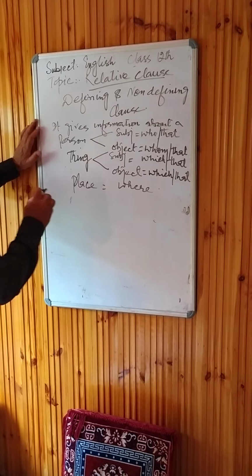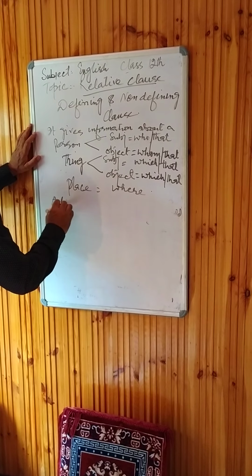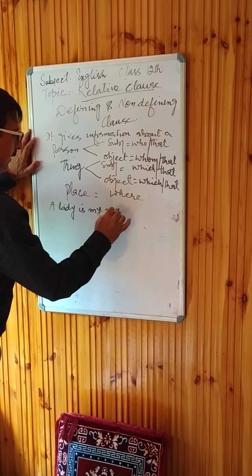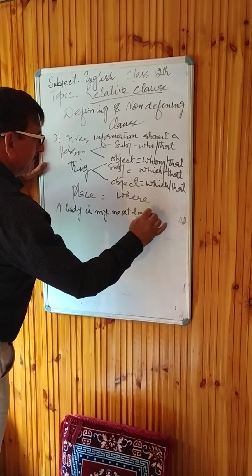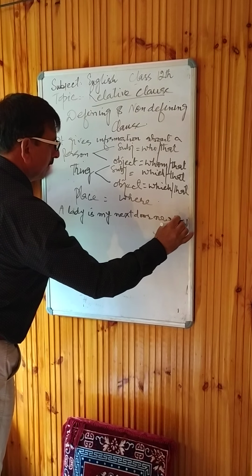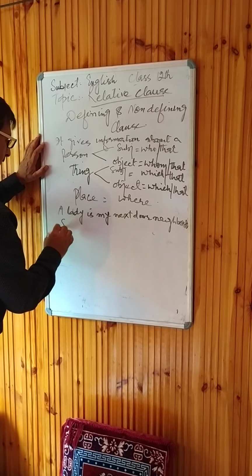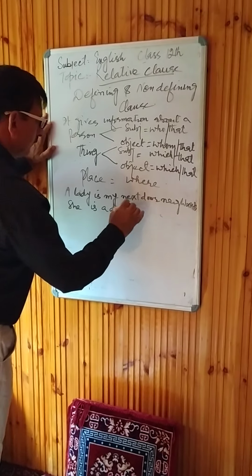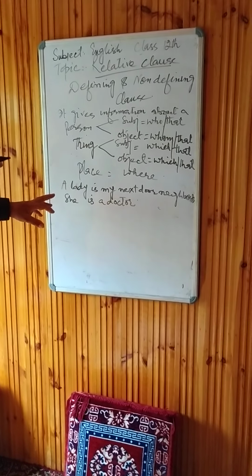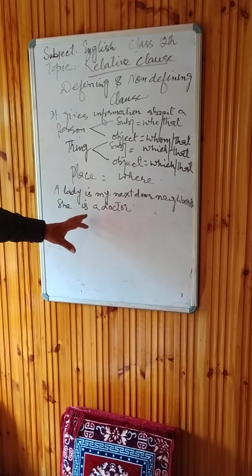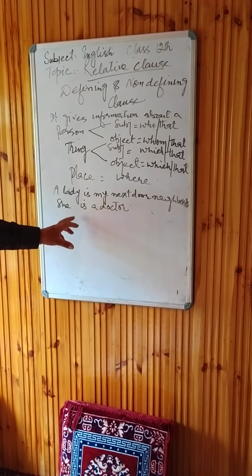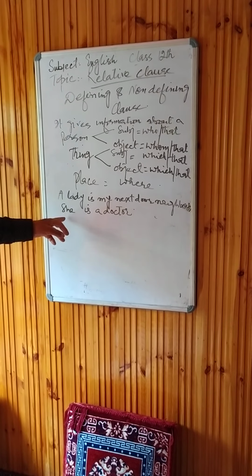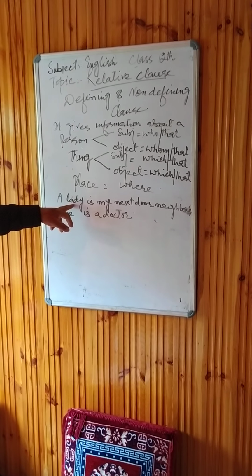For example: A lady is my next door neighbor. She is a doctor. Two sentences are there. One sentence we have to use as information, and this information, she is a doctor, means the information about the lady.